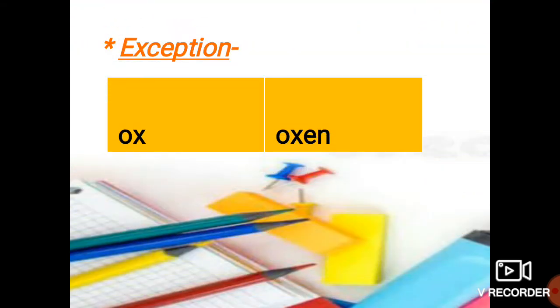So, there is an exception to this rule which states that the given singular noun is made plural by forming an entirely different word, like ox becomes oxen.